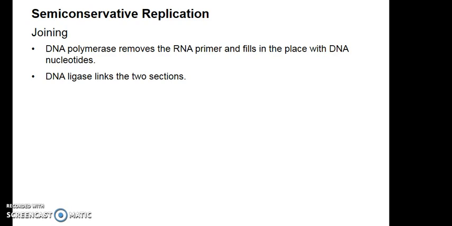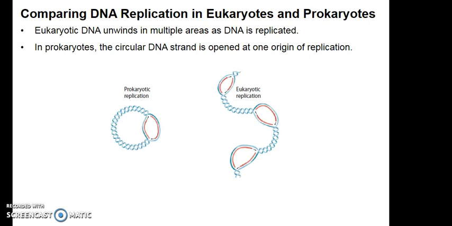Joining. DNA polymerase removes the RNA primer and fills in the place with DNA nucleotides. DNA ligase links the 2 sections. Know the difference between eukaryote and prokaryote DNA replication?